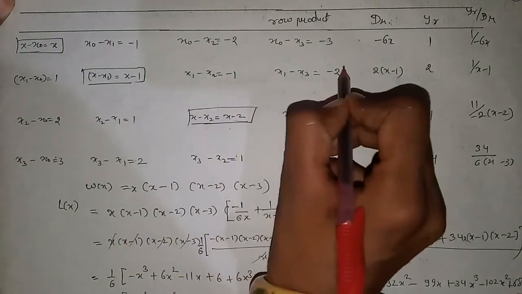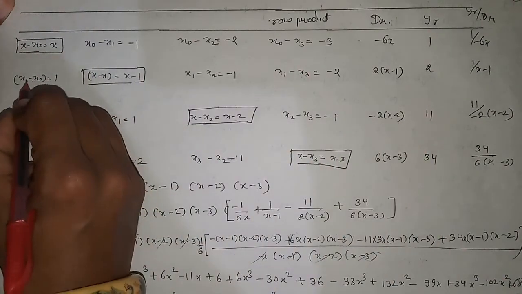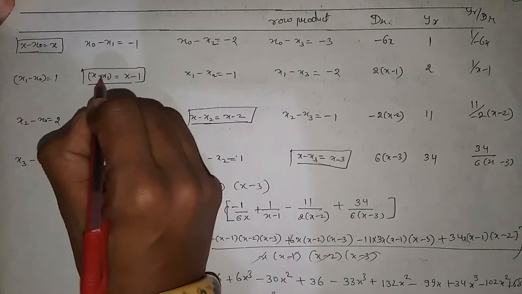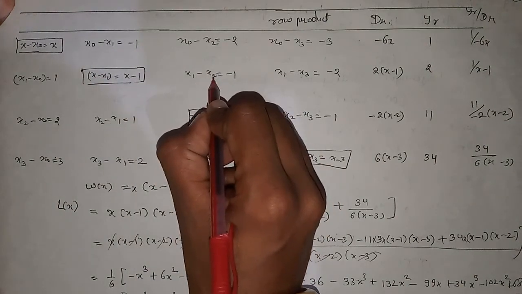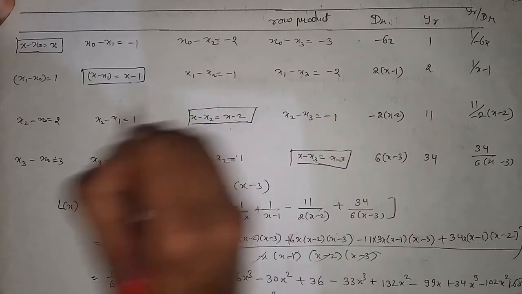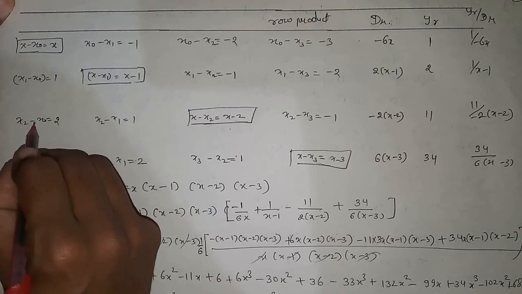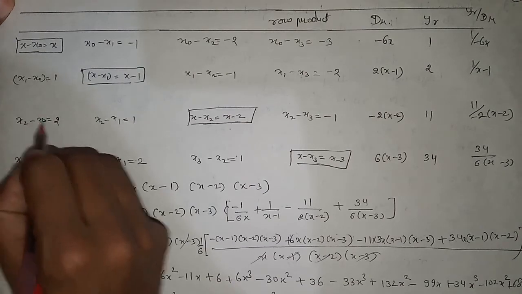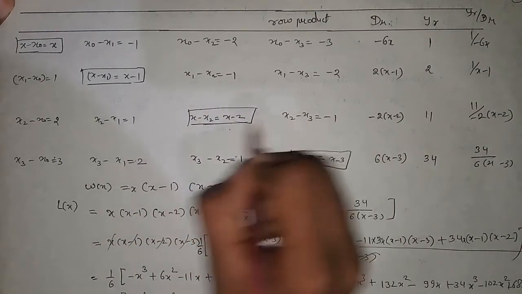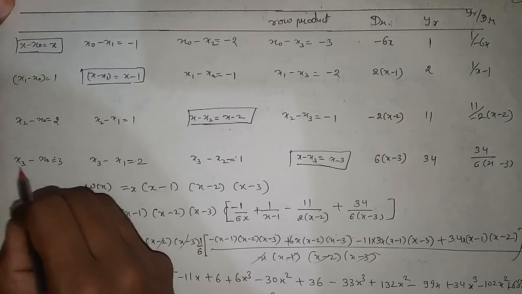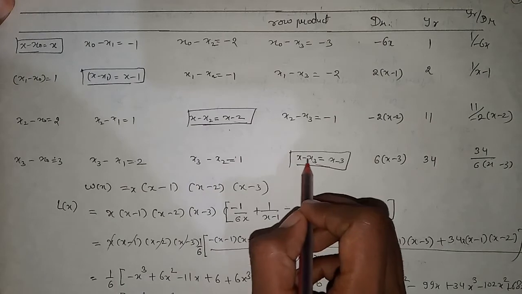Similarly, this is the row for x1, so we have to subtract every argument from x1. So x1 minus x0, here x minus x1, x1 minus x2, x1 minus x3. Again, this is the row for x2, so we will subtract every argument from x2. So x2 minus x0, x2 minus x1, x minus x2, x2 minus x3. Again, this is the row for x3. So x3 minus x0, x3 minus x1, x3 minus x2, x minus x3.